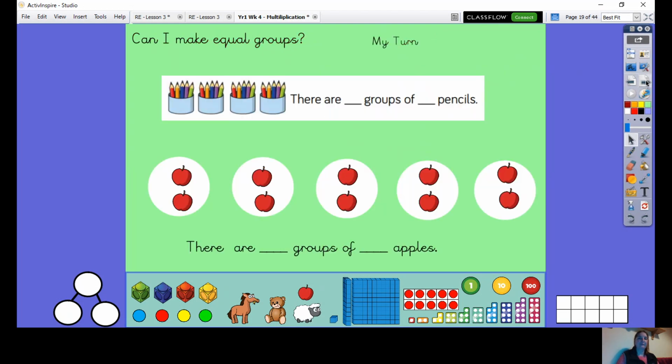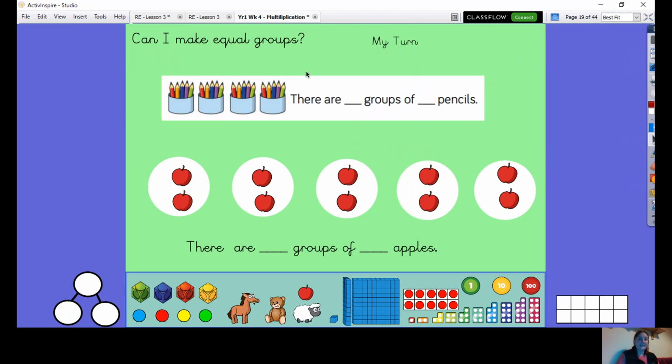Okay, hope we're keeping up with this. We're not worrying about how many altogether. We're just thinking about what that word equal means and how many groups of equal objects do we have.